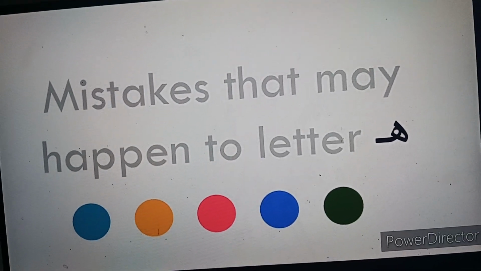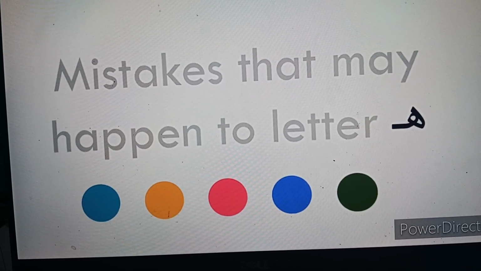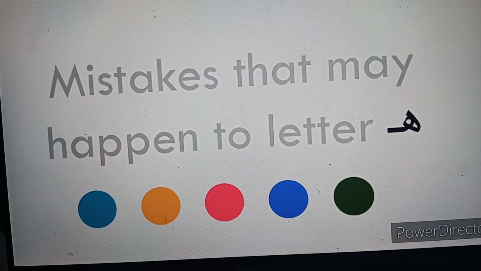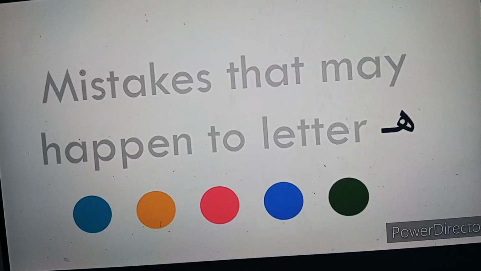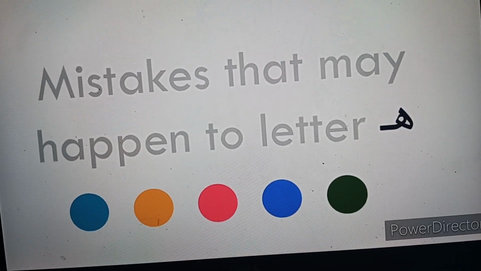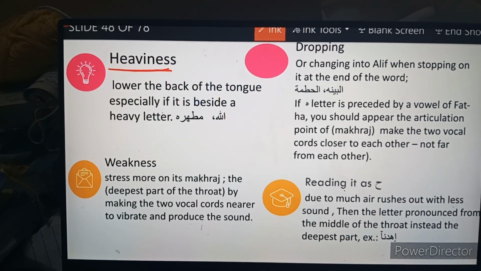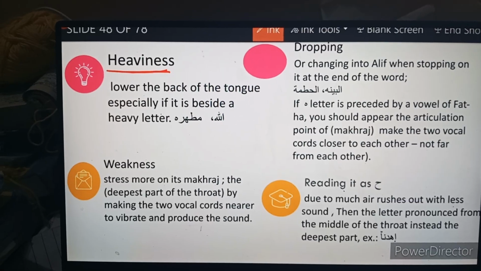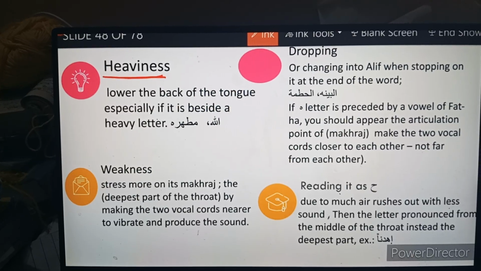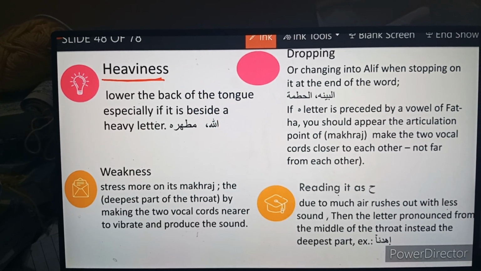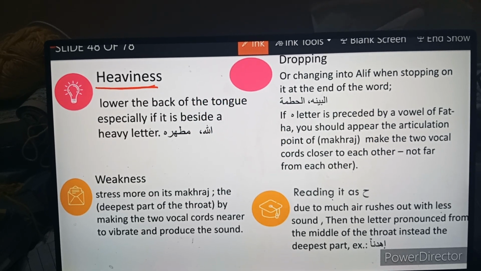Our lesson is number 11, and the lesson is mistakes that may happen to the letter Ha. These mistakes are fixed mistakes that are clear. Number one is heaviness. What is heaviness? It is some mistakes that may happen on the Hamza sound, when it is not read correctly.